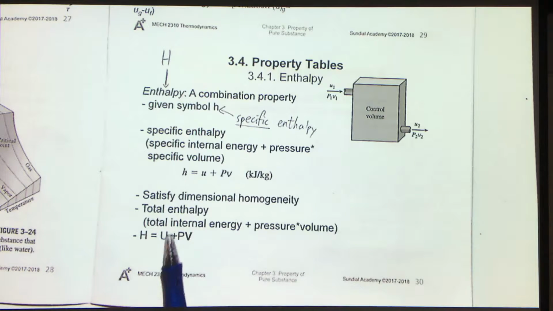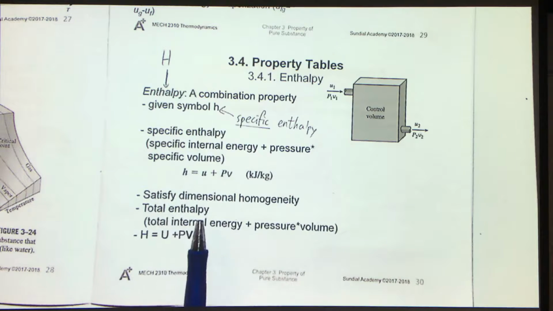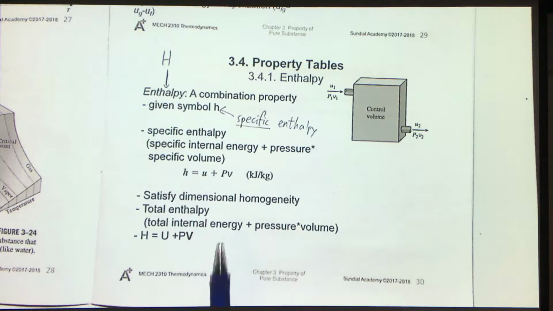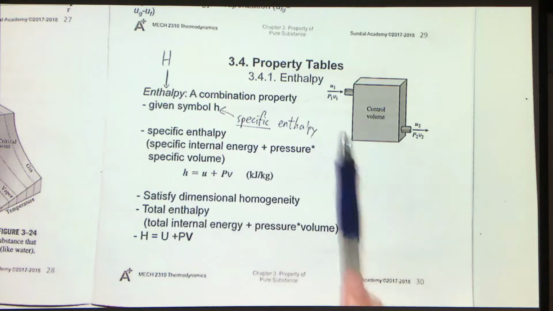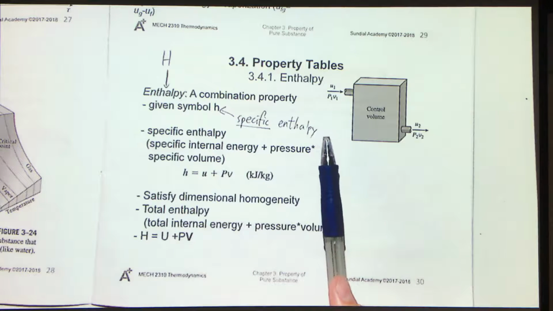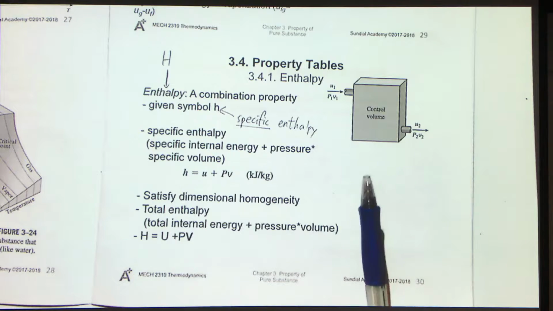For the total enthalpy, total means that we multiply both sides by m. So the total enthalpy is equal to the total internal energy plus the pressure multiplied by the volume. So we have H equal to U plus PV. So this enthalpy will be used for the thermodynamic analysis for open systems, as well as closed systems having a constant pressure process. If you don't understand what I mean, it's fine. I will talk about this gradually in chapter 4 as well as chapter 5.